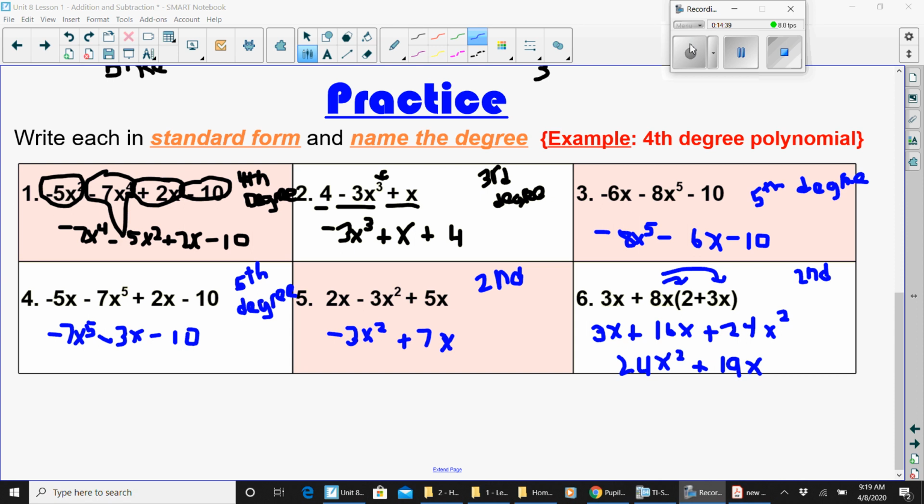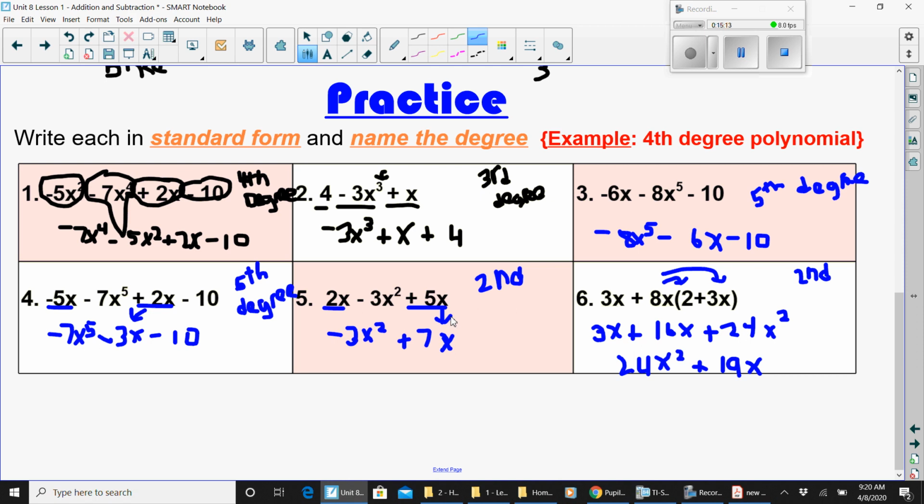To minus 10. And then number 4 is a fifth degree polynomial. We have negative 7x to the fifth minus 3x minus 10. By the way, I had like terms here. This is negative 5x plus 2x, and that's where I got my negative 3x. And I combined those like terms. And I also combine these like terms right here. You have 2x plus 5x. 2x plus 5x is 7x, and that's where I got this.